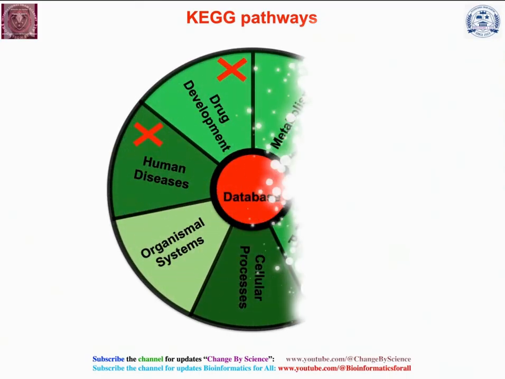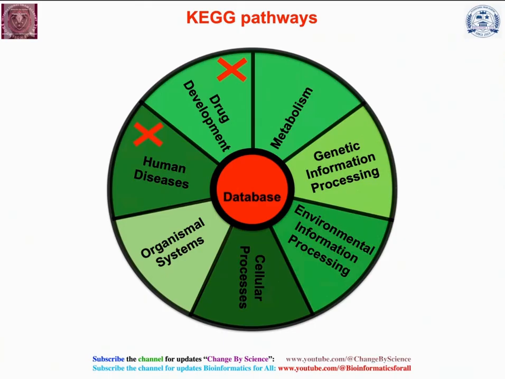Then it comes to the KEGG pathway. So many people do not know what are the categories or classes of KEGG pathways. In general, they are divided into 7 different classes, but there are mainly 5 pathway classes. One is metabolic, then genetic information processing, environmental information processing, cellular processes, and organismal systems. Human diseases and drug development pathways are basically the derived version of these 5 classes of pathways.